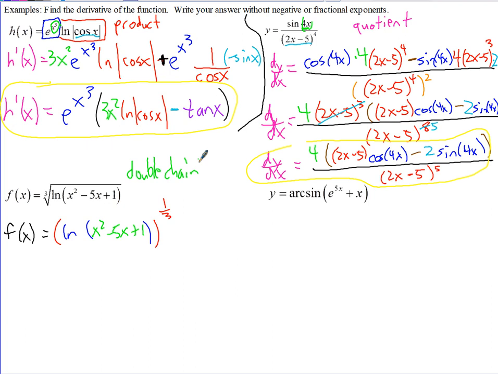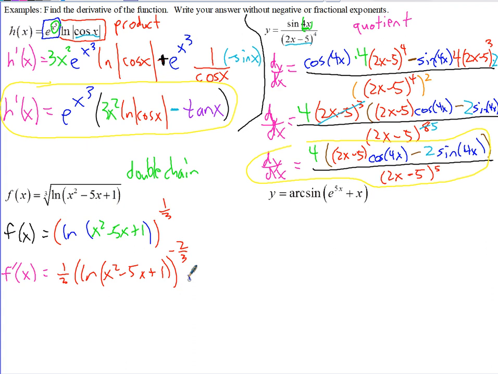Now let's go ahead and find the derivative. F prime of x. So start on the outside and work your way in. So using the power on the outside would be 1/3. The function inside stays the same, natural log x squared minus 5x plus 1, to the negative 2/3. Subtract 1 from 1/3, that's negative 2/3. That's the derivative of the outermost.